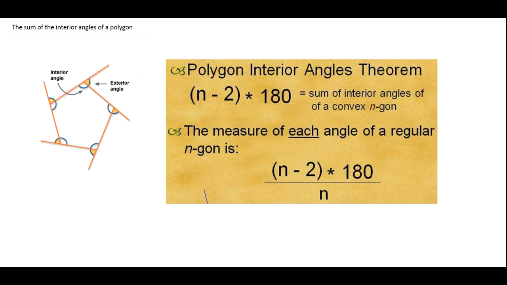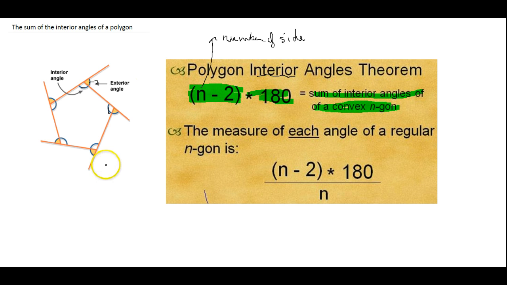We have an equation where we take n minus 2 times 180 degrees, and that's equal to the sum of the interior angles of a convex n-gon, so polygon. And n is the number of sides. And this is the interior angle. So notice in this diagram, it shows us the interior angles versus the exterior angles.